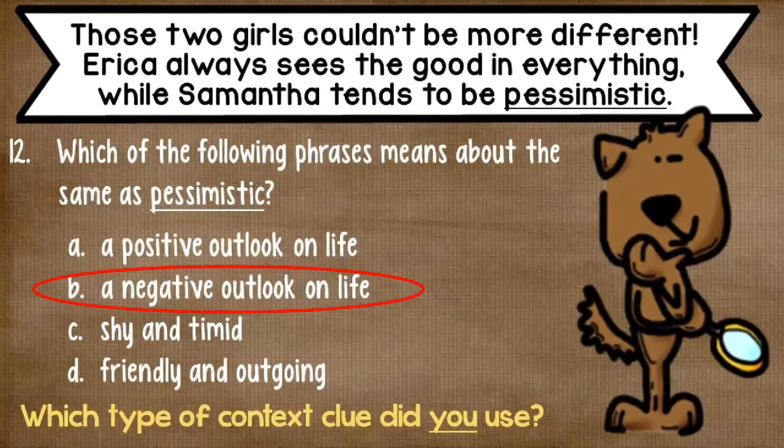So, looking down here at the bottom, because we know it's an antonym, I know that if she sees the good in everything, and that's a good thing, then the opposite would have to be pessimistic. So what does that mean? What would be the thing that means the same as pessimistic? A negative outlook on life.